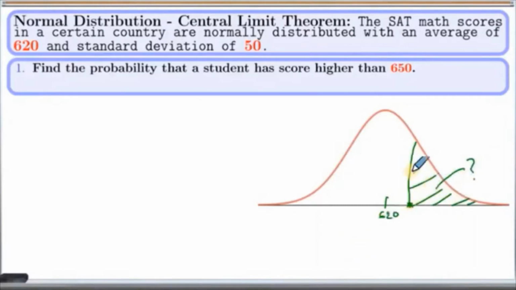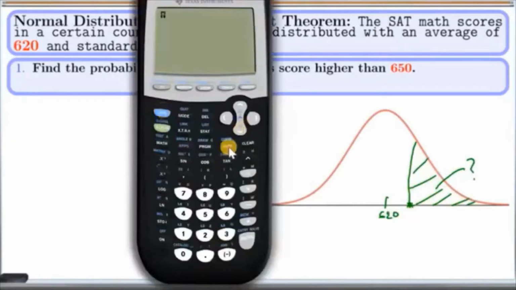Let me show you how to find this area in a calculator. For that, we will be using normal CDF. Use this arrow key to get down there, then select that, hit enter. Let me clear what I have here. Here we will need lower value, upper value, mean, and standard deviation. Let's look at the graph here. From the graph, we know our lower value is 650, which is this point here. So let's put that there.